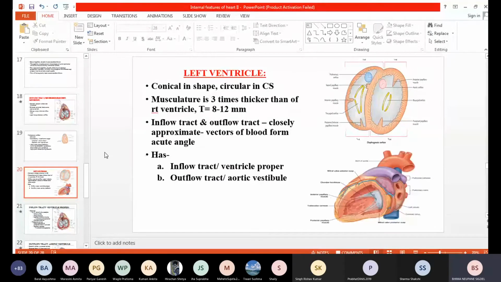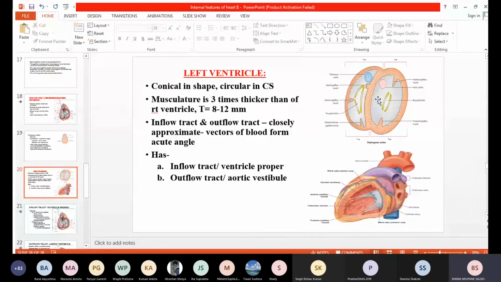Now moving towards the left ventricle. The left ventricle is conical in shape and circular, whereas the right ventricle was semilunar. The left ventricle is circular in shape because the interventricular septum is deviated towards the right ventricle. Its musculature is three times thicker than that of the right ventricle.